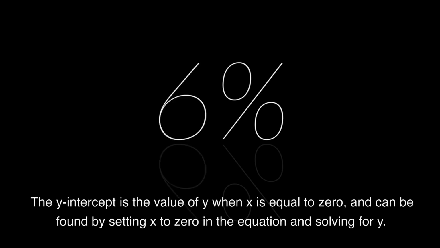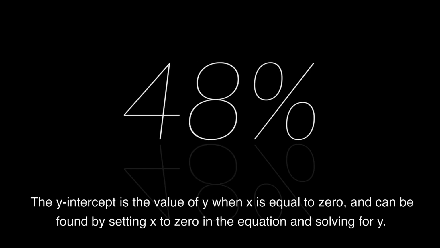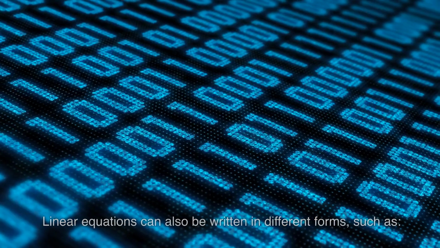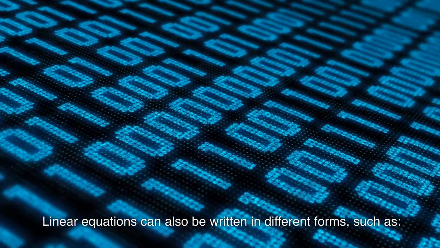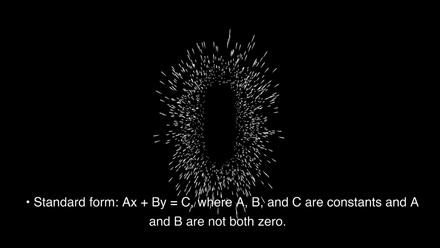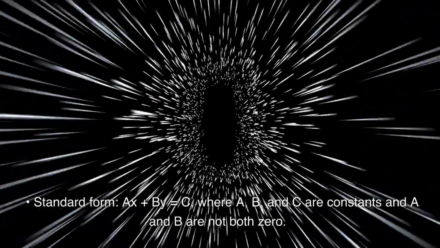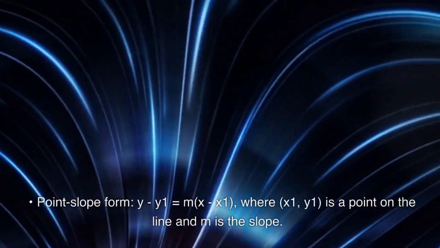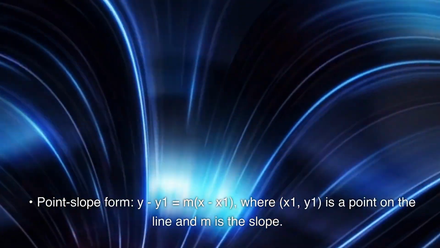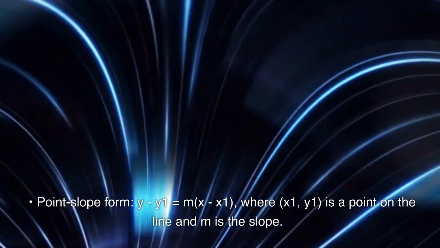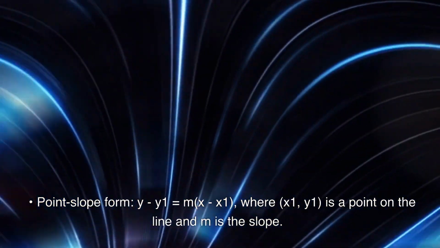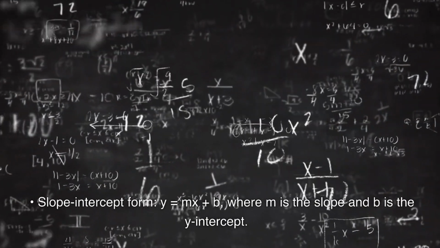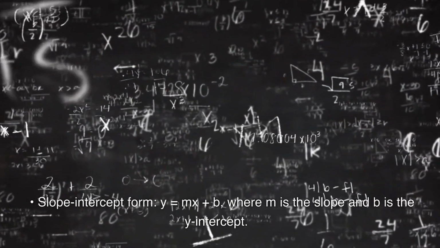The y-intercept is the value of y when x is equal to 0, and can be found by setting x to 0 in the equation and solving for y. Linear equations can also be written in different forms, such as standard form, ax + by = c, where a, b, and c are constants and a and b are not both 0. Point slope form, y - y1 = m(x - x1), where (x1, y1) is a point on the line and m is the slope. Slope intercept form, y = mx + b, where m is the slope and b is the y-intercept.